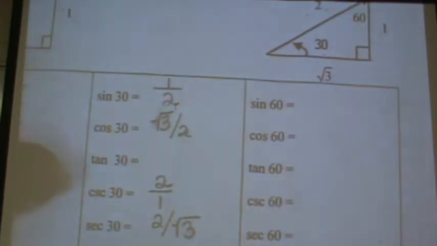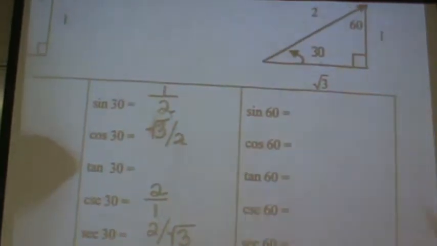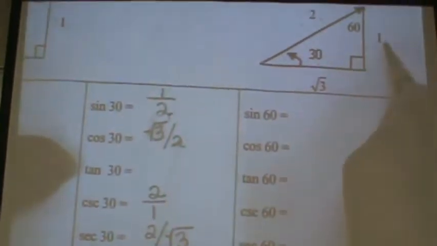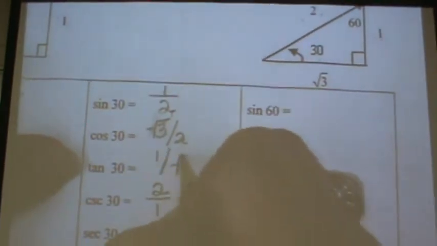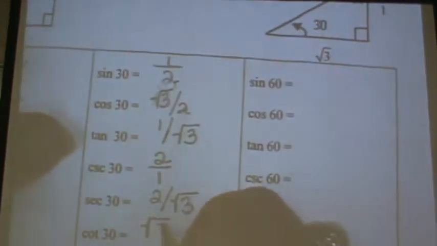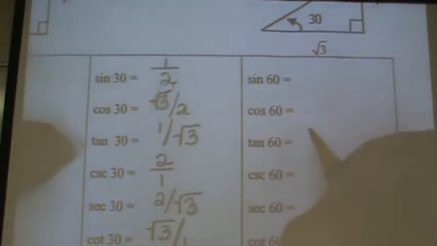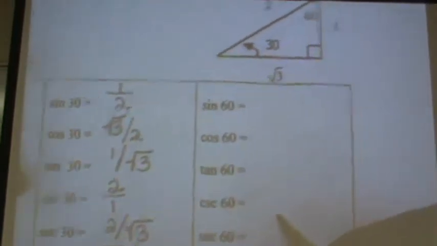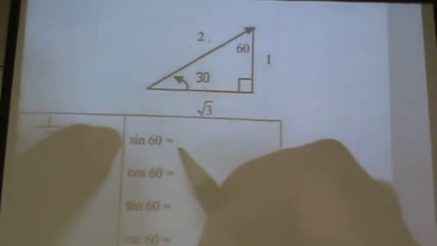It goes a little bit deeper next year. How about tangent? 1 over root 3, and this one's gonna be root 3 over 1. And then tell me what these are. Sine?